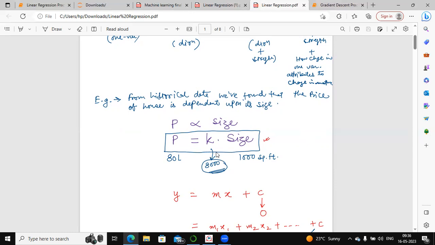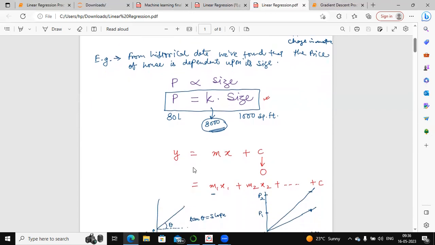So for a house with 2,000 square feet, we'll have 2,000 into 8,000. Okay. 2,000 square feet into 8,000, which comes to be 1.6 crore. Okay. So this is how it is.